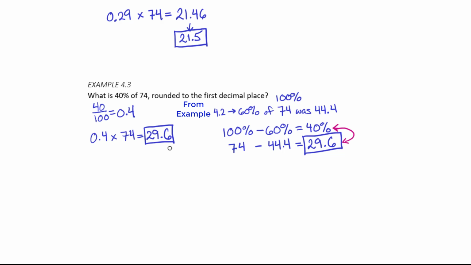Because the entire amount is 100%, and these percentages just add up the way they do, you don't have to go through the figuring out that 40% is 0.4 and multiplying it by 74. You can simply take that whole amount, 74, subtract off the 60% that you don't want, so subtract off the 44.4, leaving the remaining 40%, which is 29.6.